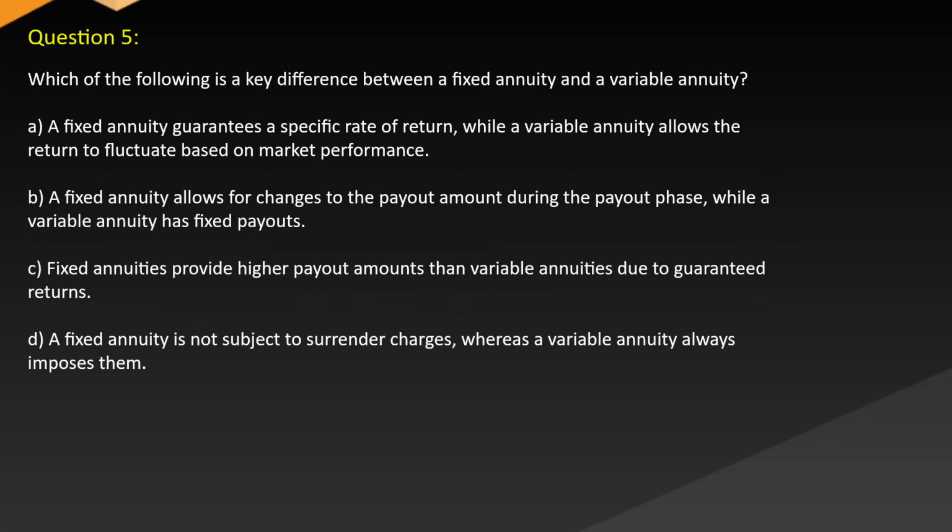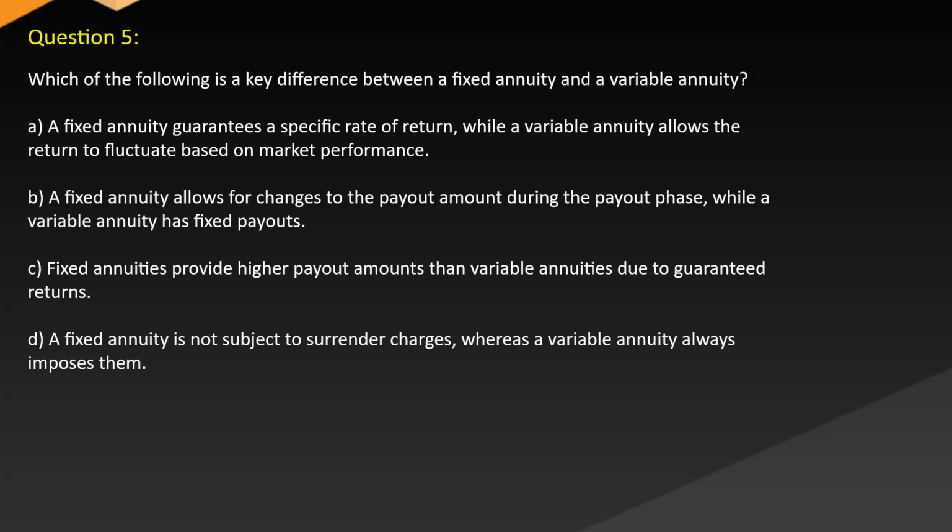Question 5. Which of the following is a key difference between a fixed annuity and a variable annuity? A. A fixed annuity guarantees a specific rate of return, while a variable annuity allows the return to fluctuate based on market performance. B. A fixed annuity allows for changes to the payout amount during the payout phase, while a variable annuity has fixed payouts.